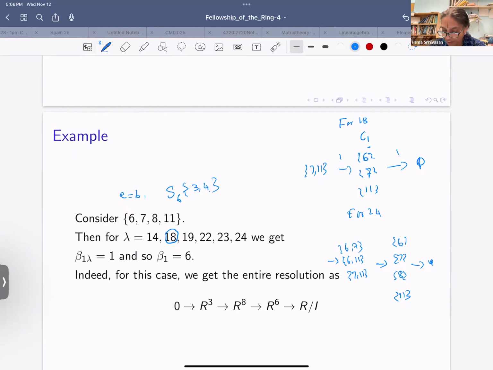One more thing, 3. I could have 6 plus 7, 13, plus 11, 24. And then I just take out and see that I have a homology 1 over here. And that's why 24 contributes 1. So you just compute it all, and you get that beta 1 lambda is various things. And so I have R6. So if you compute it, in this case, we actually can get the entire resolution, R6, R8, and R3.